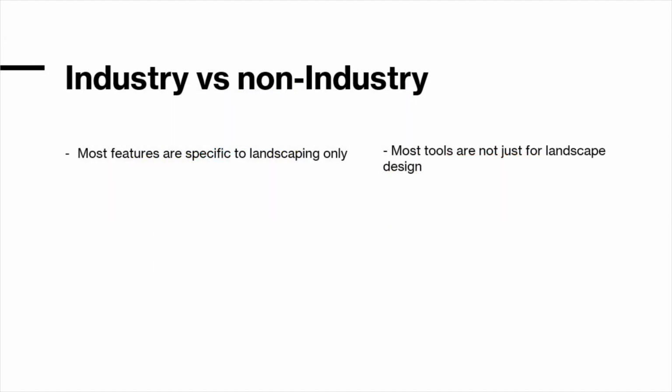Industry versus non-industry. Because DynaSCAPE is a landscaping-only software, many of the tools are specific just for landscape design, things like the plant list and plant chart. On the other hand, things like AutoCAD can be used for many different jobs. So they have very generic tools, just like the line and other shapes.